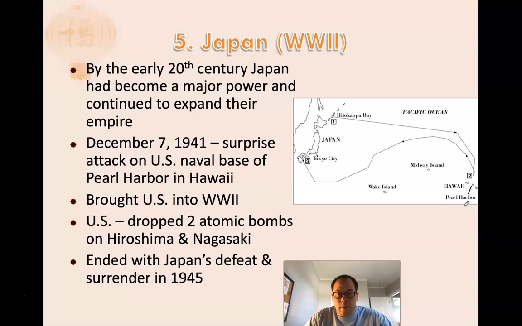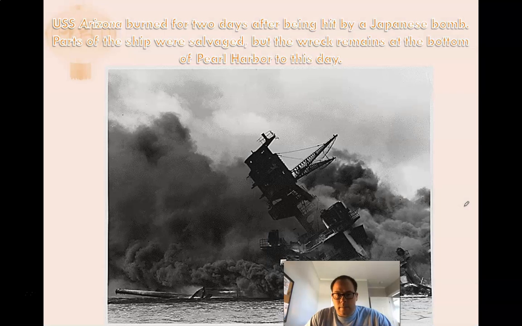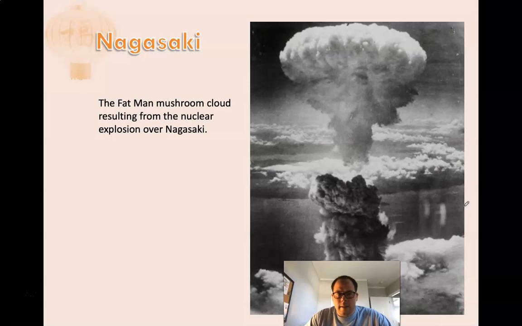In response, after a prolonged, very deadly, and costly conflict, the U.S. dropped 2 atomic bombs on Hiroshima and Nagasaki. It ended with the defeat of Japan, and they surrendered in 1945. So here's some pictures. The historical scenes. FDR signed the Declaration of War against Japan. One of the atomic bombs.